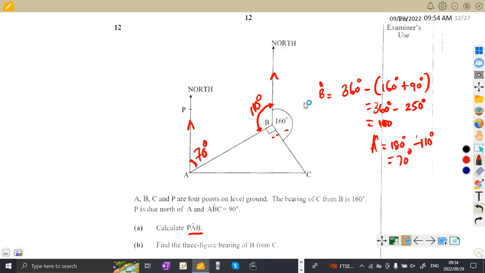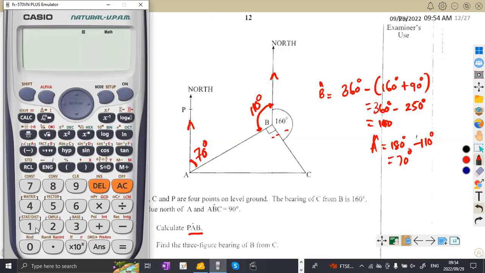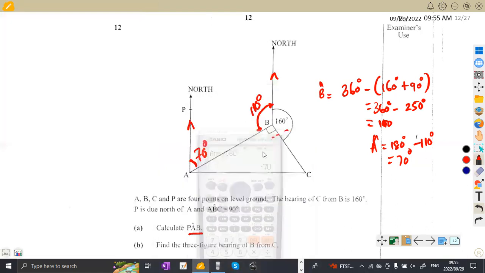Let me just confirm one or two things here so that we do not have problems. It's 180 minus 160 plus 90, so this is 160 plus 90 degrees. Sorry, the first one was 360, which gives 110, then 110 from 180 gives us 70. All right, so this one is fine. We're going to have 70 there.